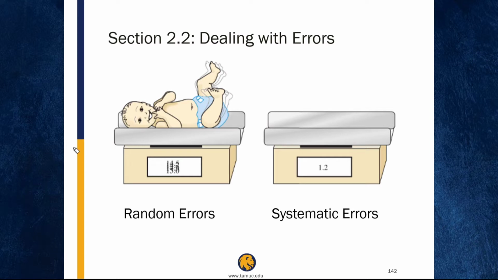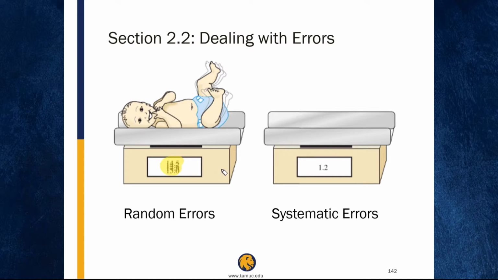Random errors are just like it sounds. Here it's illustrated by a baby moving up and down on the scale, causing the scale to bounce up and down between different values. So that's kind of all random, and so it'd be a source of random error in the measurement of the weight.